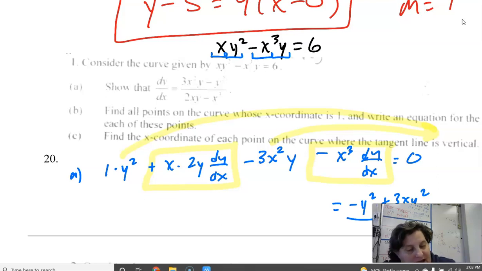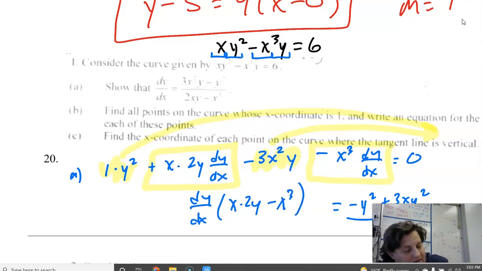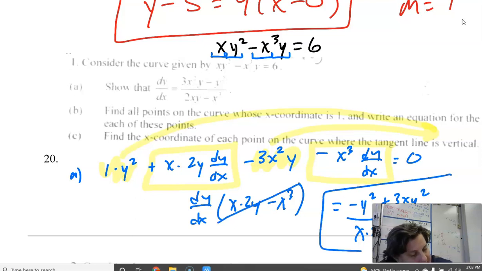On this side, that's gone, I moved it to the other side. On this side, I factor out a dy dx. So I have x times 2y minus x to the third, and that's what I divide over. And so that's my answer, which matches up to that. The terms are slightly out of order.